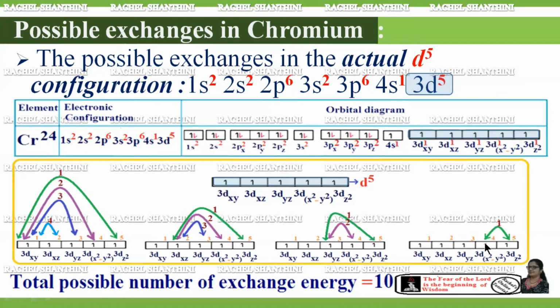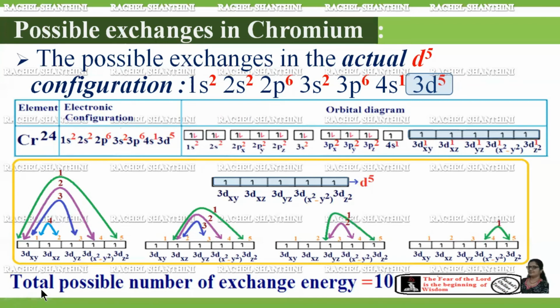Now coming to the last one, we have 1 electron in the fifth place in the d5 configuration, right? So there is a possibility of exchange between the fourth place and the fifth place. So how many possible exchanges here? We could see 1 possible exchange. Since we have 1 electron in the fifth place, the possible exchange between the fifth electron and the other 4 electrons is possible in this d5 configuration, right?